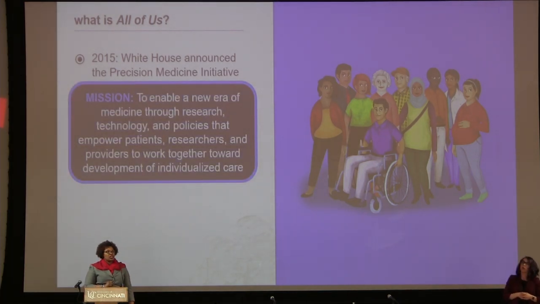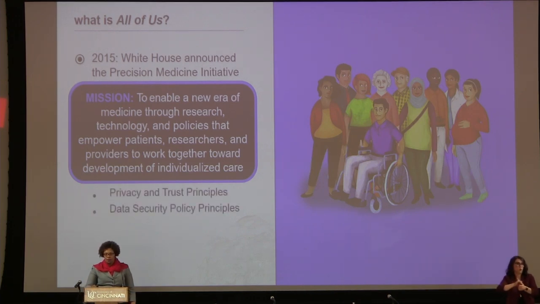The Precision Medicine Initiative, or PMI, was established with the mission to enable a new era of medicine through research, technologies, and policies that empower patients, researchers, and providers to work together toward the development of individualized care. To guide these efforts, the White House commissioned a task force to craft sets of principles to shape the initiative's privacy and security safeguards, as well as its ideological framework. These are the PMI Privacy and Trust Principles and the PMI Data Security Policy Principles and Framework. You can find these on the All of Us website.